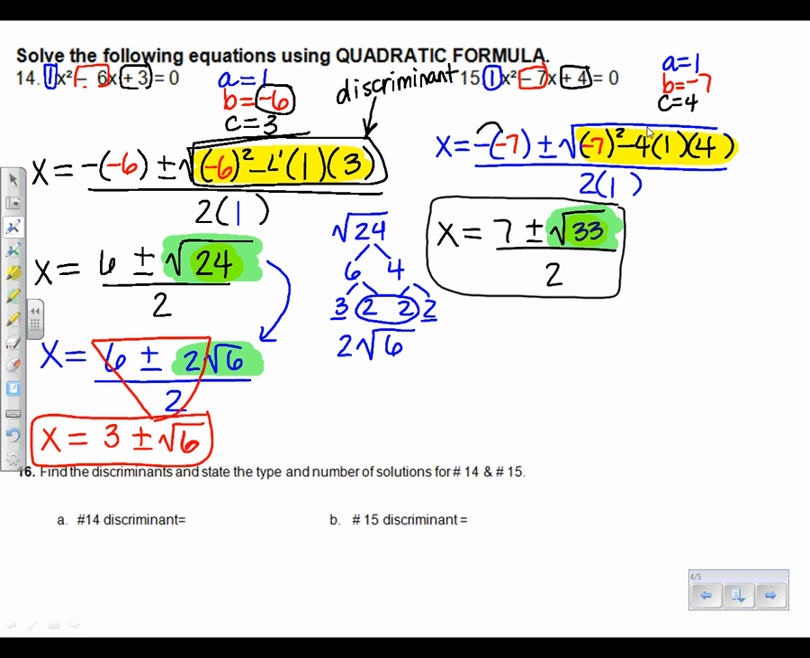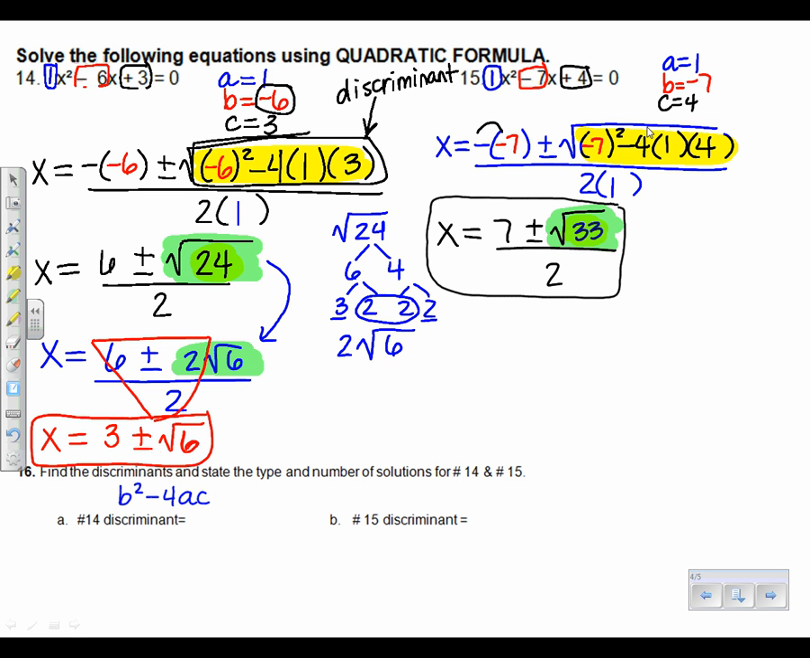Okay, we're down to the easy question. Number 16 says find the discriminants. Well, the discriminant is just the part that's underneath the square root, which we already calculated and simplified. If you wanted to work it out again because you weren't convinced that we have already found it, the discriminant is found by doing b squared minus 4ac. It's just the part underneath the square root. You don't take the square root of the discriminant.